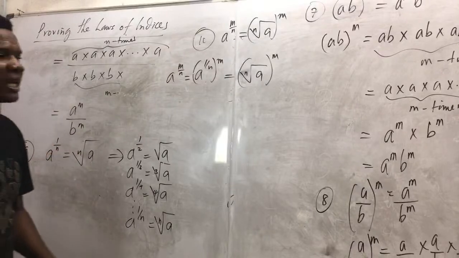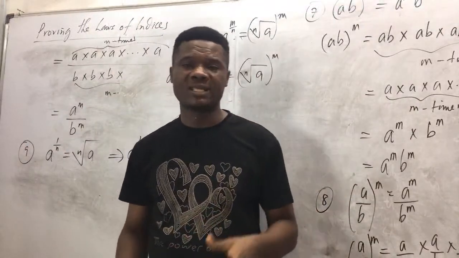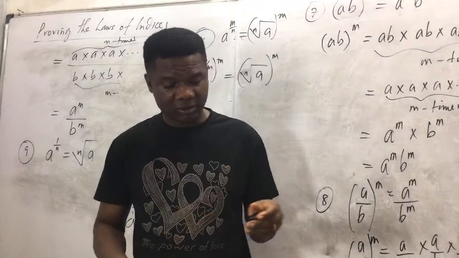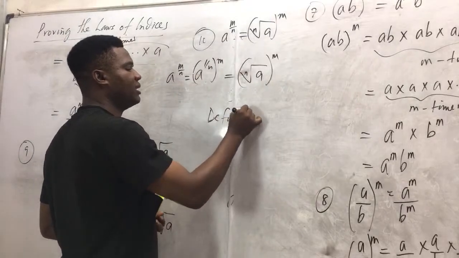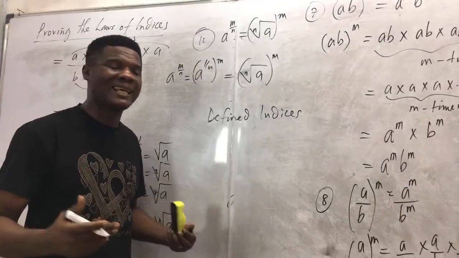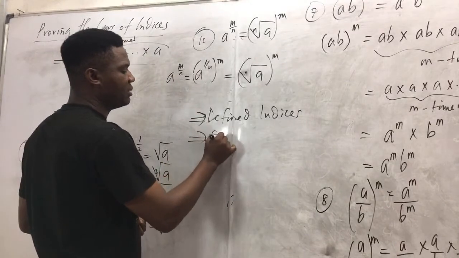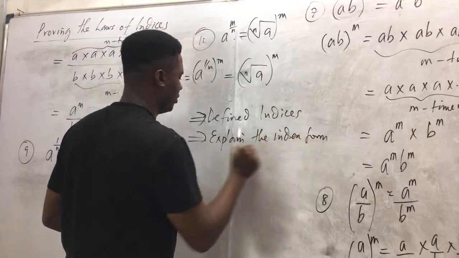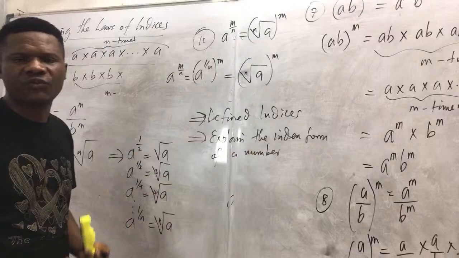Okay? So that being said, please go over my video from start to finish. It was a nice time having you guys watching this video on the laws of indices. A quick recap of what we've done. We started this class with defining indices, where we answered the question, what is indices? We went on from this point to the next point, explaining the index form or index notation of a number. So we answered the question, what is the index form of a number?